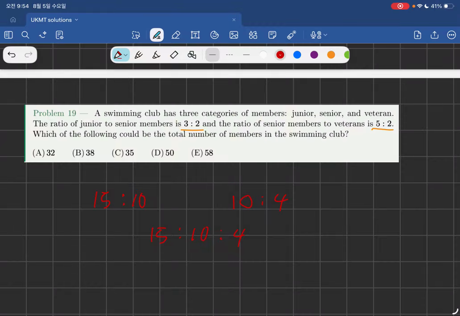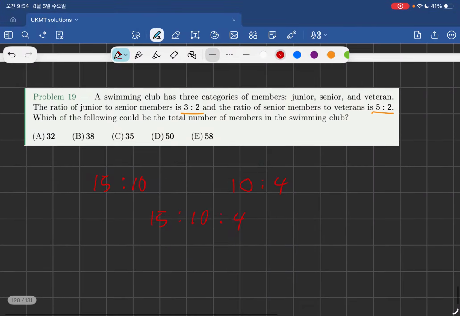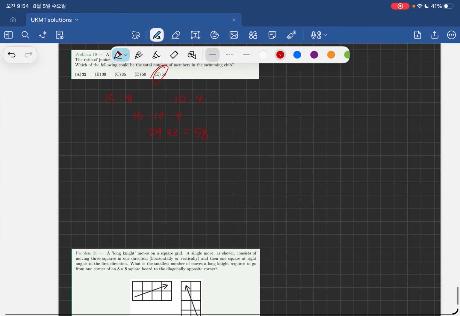And then this is going to be the smallest total number of members. So if we add them up, we have 29. So 29 is the smallest possible number of members. However, 29 is not in the answer choices. So we're going to multiply by 2, and then we have 58 in the answer choices. So E is the correct answer.